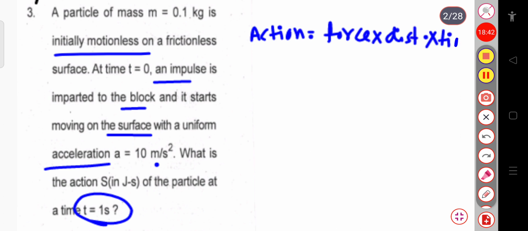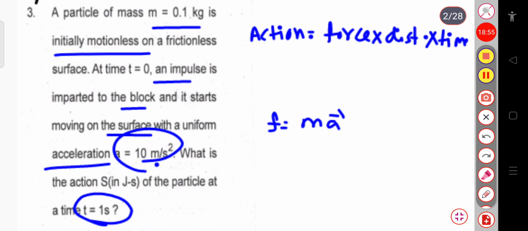Now the mass is given and the acceleration is given. You know force equal to mass into acceleration. So here mass equal to 0.1 kg into acceleration 10 meter per second square, that is equal to 1 by 10 into 10, that is basically 1. So here the force equal to 1 Newton. I have calculated force equal to 1.